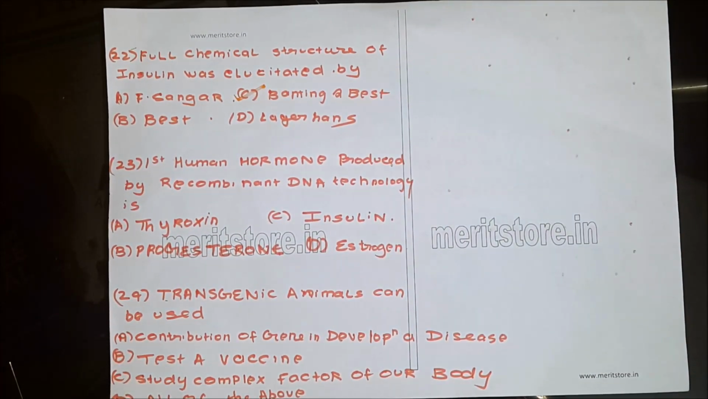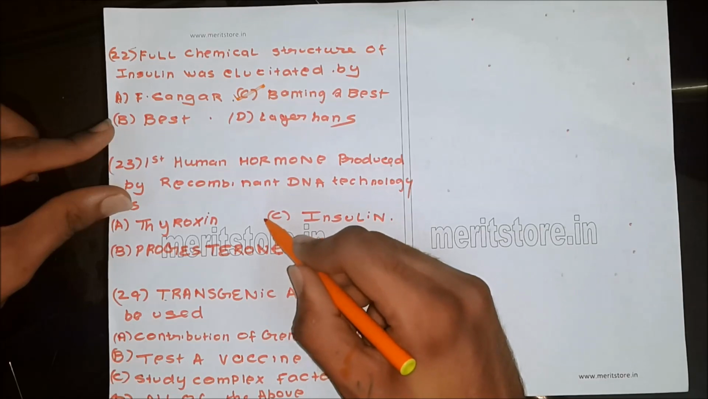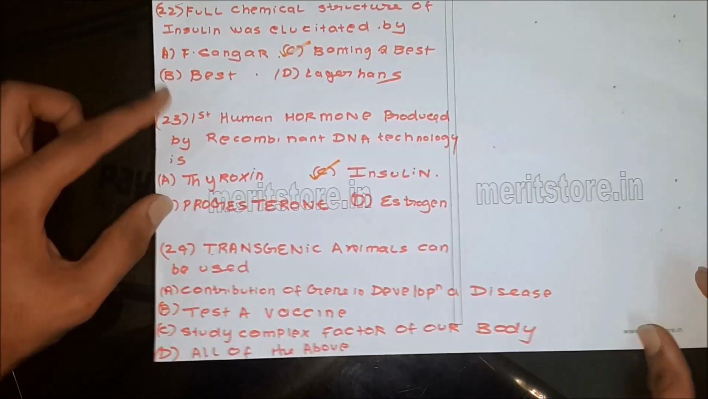The first human hormone produced by recombinant DNA technology is A. thyroxine, B. progesterone, C. insulin, D. estrogen. This one is really easy. The answer is C, insulin. Moving on to the next MCQ.